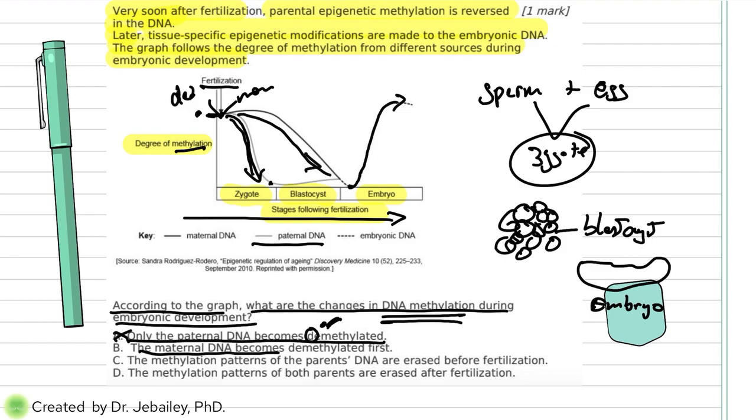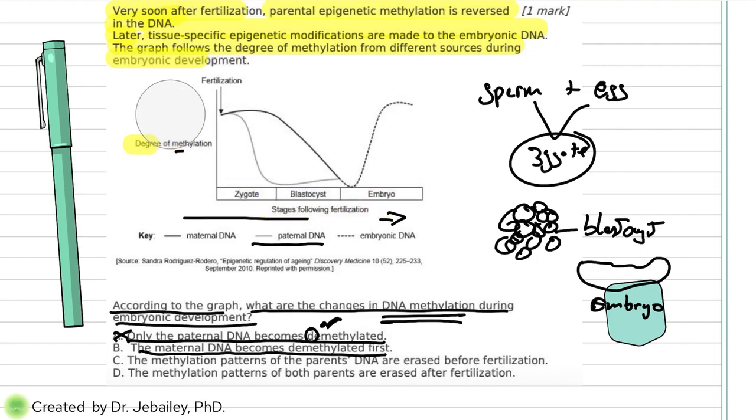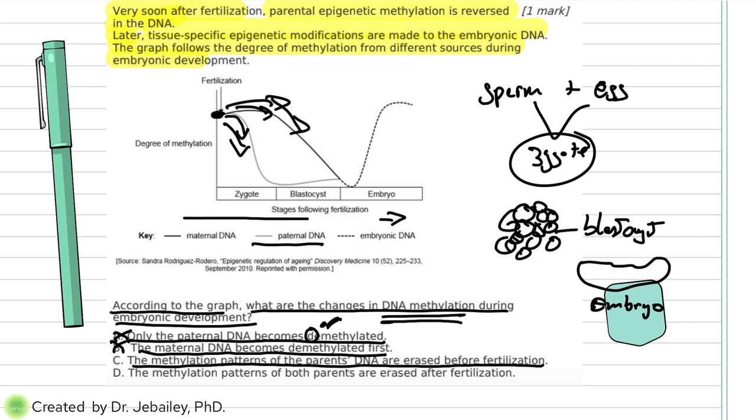The maternal DNA becomes demethylated first. If you look very closely here, it's actually the dad that drops first before mom, so it's not B. The methylation patterns of the parents' DNA are erased before fertilization. Now, it's not before. Right here, you can see it's high. It's after fertilization that they start to drop, so it's not C.